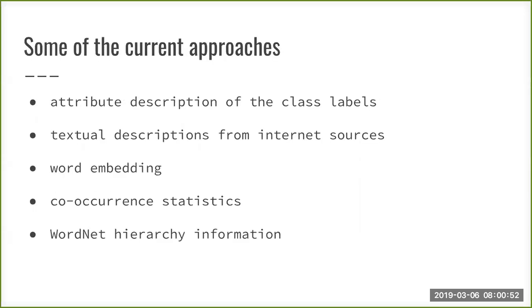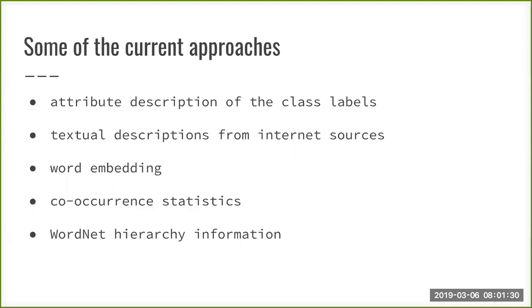So the paper mentions a few popular approaches that are used to somehow match the structure of the network predictions to the auxiliary structure that's used to get extra information, to actually be able to do any of this zero-shot learning. So the popular approaches are as follows. It's the attribute description of the class labels, which usually requires manual annotation of pictures.